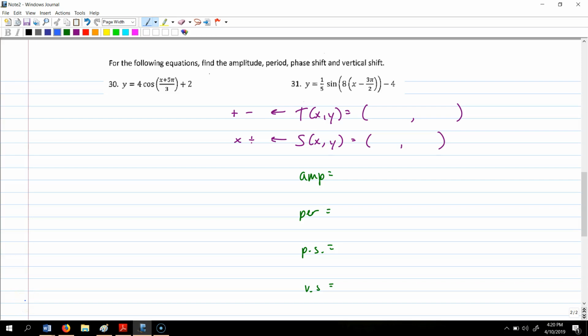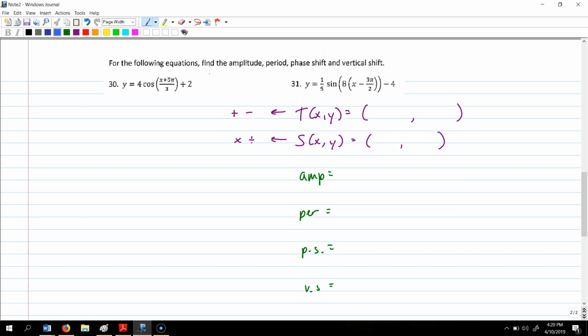All right, let's look at number 31. In number 31, we have 1/5 the sine, and then this funky set of parentheses where we have 8 times the quantity x minus 3 pi over 2, and all that minus 4. Now, some people got confused because they wondered, do I multiply everything by 8 here? What do we do with that 8?